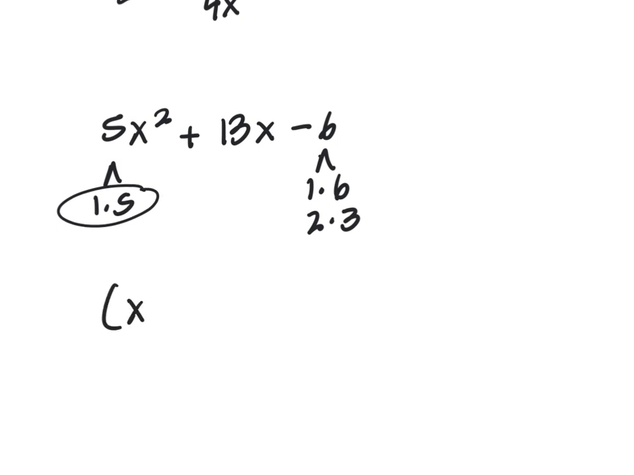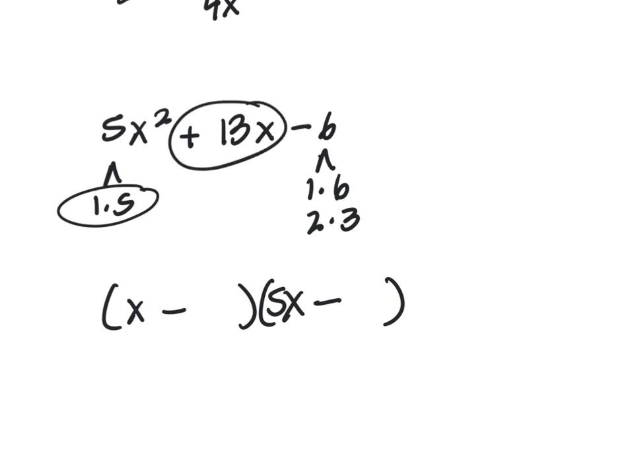So I know this goes in the front. Oops, this is a 5x, okay. I don't know what signs it's going to be, but I know that the inner and outer have to give me this positive 13x. So in my mind, I'm playing with these numbers, and I may have to trial and error, and that's okay. Let's see. What if I use these two?